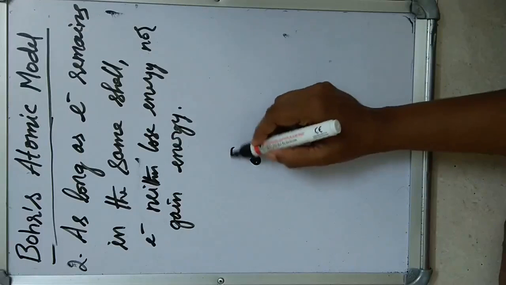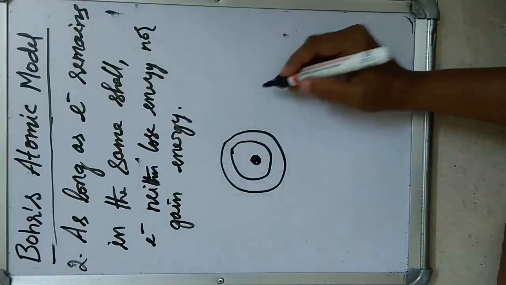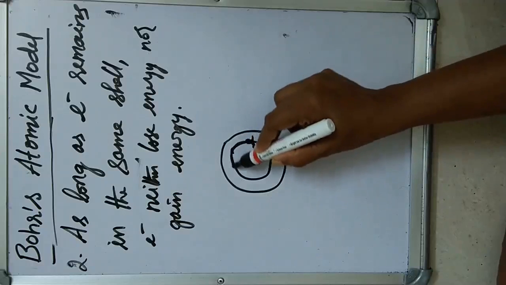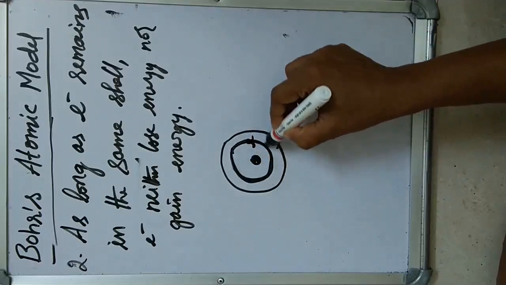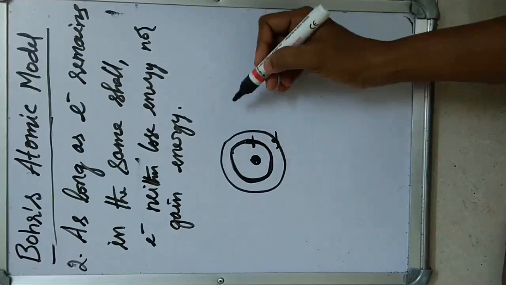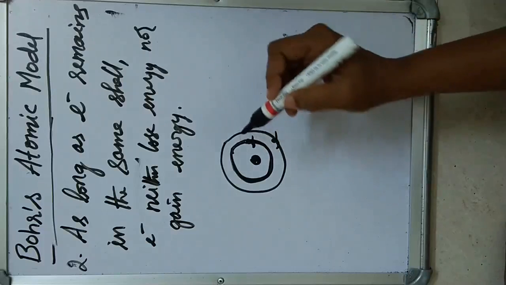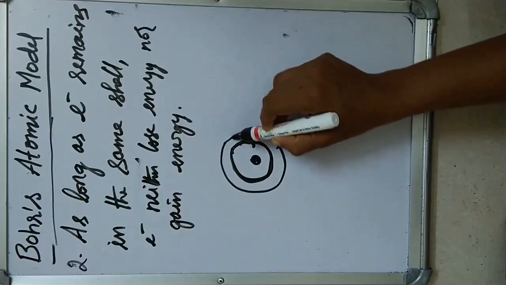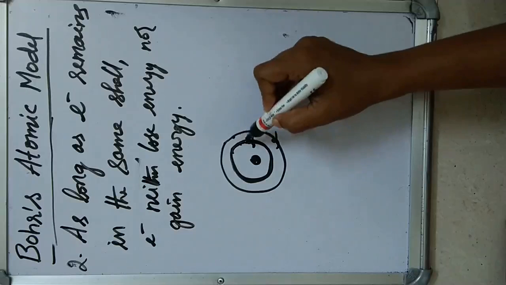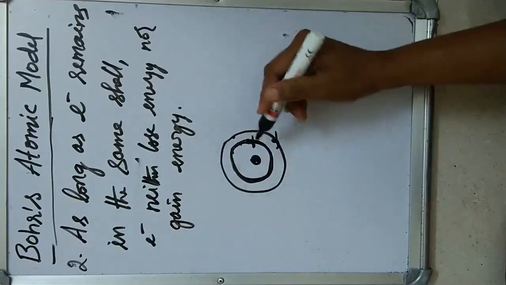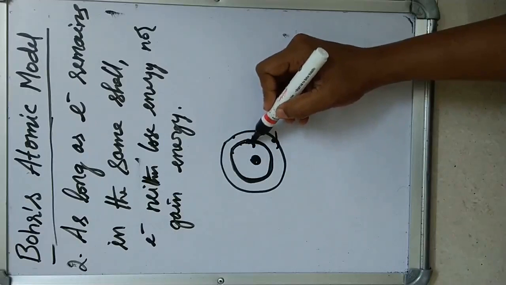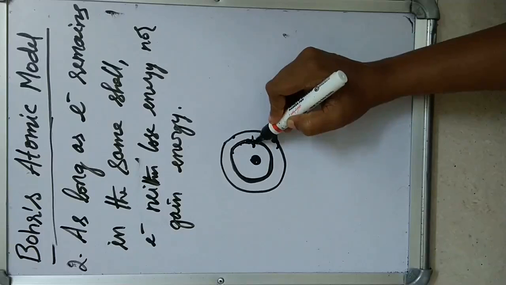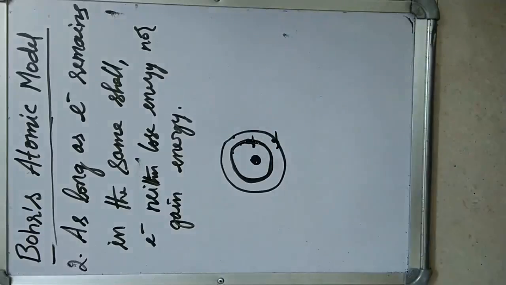Suppose this is a nucleus. Now I will draw a shell around the nucleus. Imagine that as long as this electron revolves in this same shell, it will neither lose nor gain energy. When it jumps from this shell to a higher shell, it will either gain or lose energy. That I will explain as the fourth point. So the second point says that as long as an electron remains in the same shell, it neither loses energy nor gains energy.